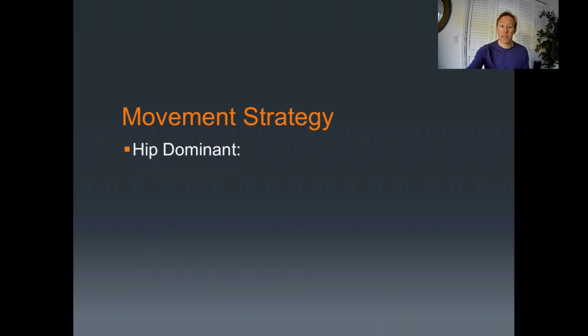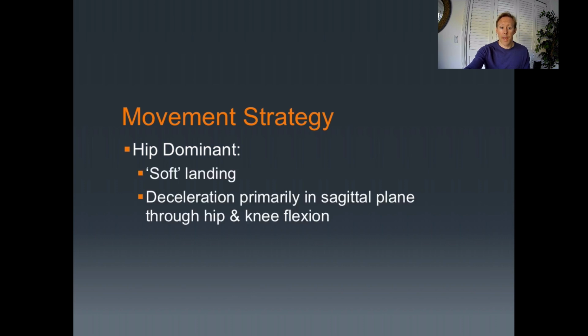The hip dominant is going to be sort of the opposite in a lot of ways. We'll have a softer landing. Deceleration is primarily through the sagittal plane in the hip. It's hip and knee flexion. It's not like we're taking away the knee flexion. Obviously the knee is still going to bend, but we're going to get a bunch more movement at the hip.